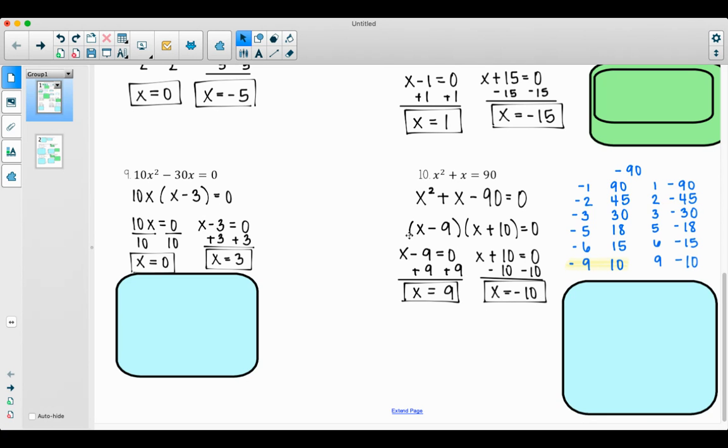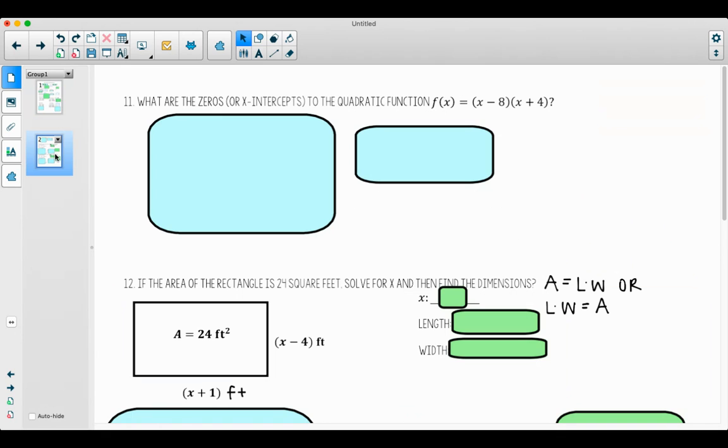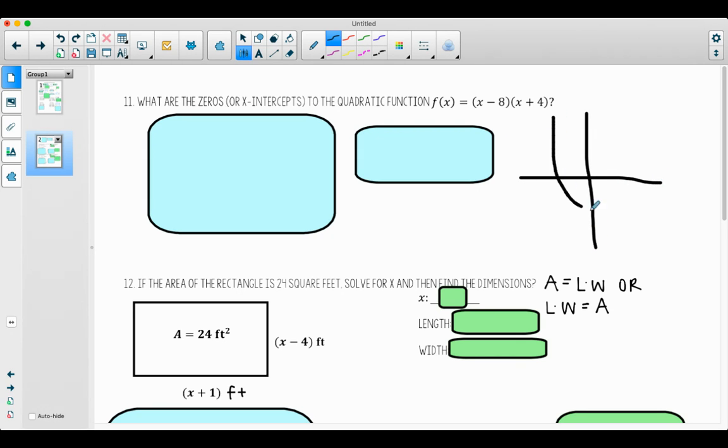Now, let's look at what's going to happen when we put this in terms of the graph. So, in problem number 11, what are the zeros or the x-intercepts to the quadratic function? F of x is equal to x minus 8 and x plus 4. Imagine that we are also given this graph. So here's my xy axis. We need to find, this obviously isn't the right graph, but we need to find these x-intercepts.